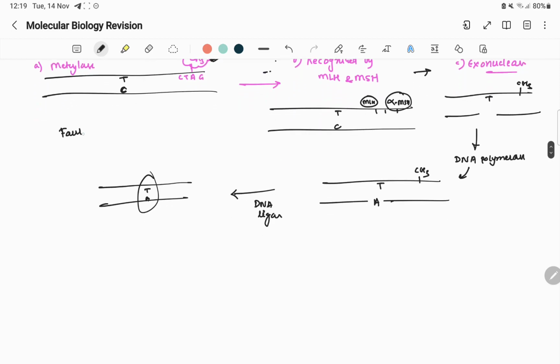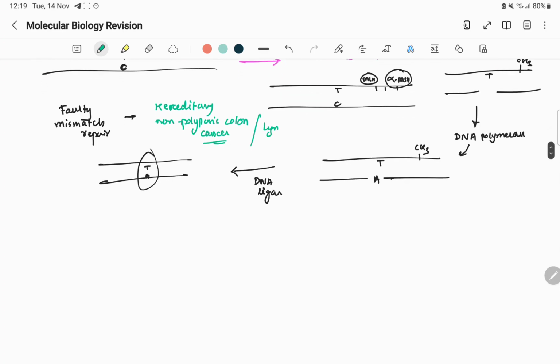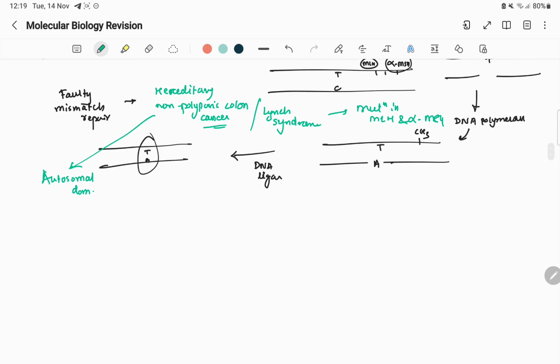And if there is faulty mismatch repair, then it causes hereditary non-polyposis colon cancer, HNPCC. This is also called Lynch syndrome, in which there is a mutation in MLH and MSH. This is inherited as an autosomal dominant condition, autosomal dominant inheritance, understood.